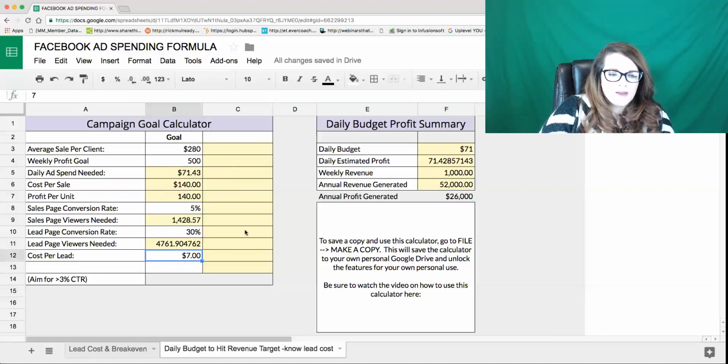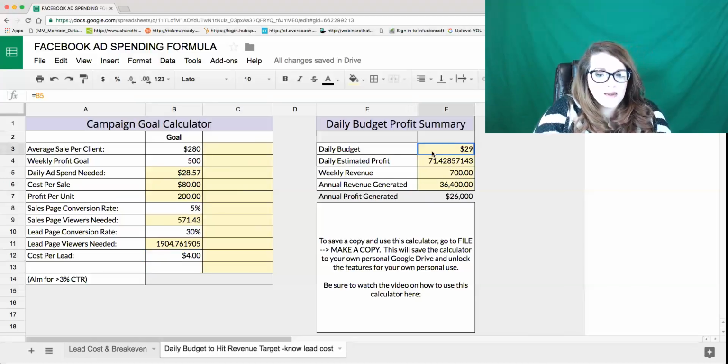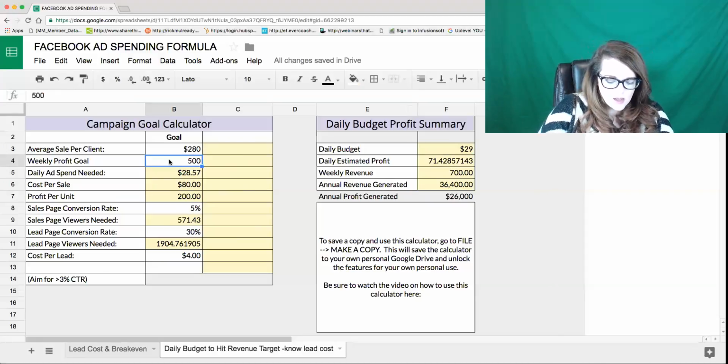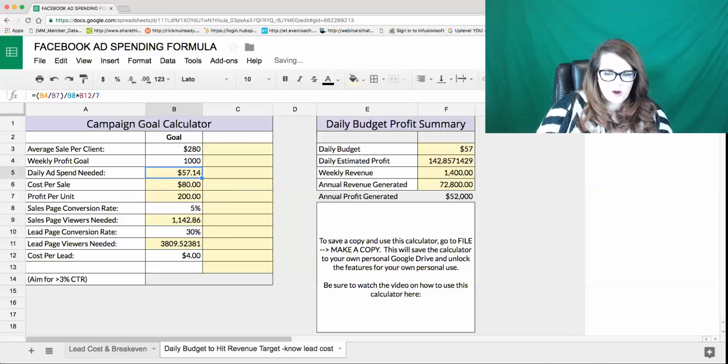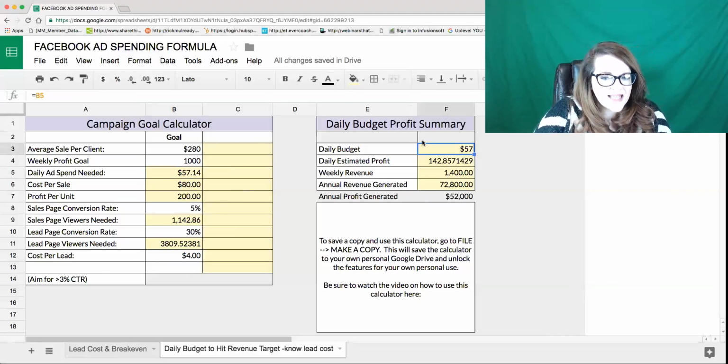Now, as I play around with that cost per lead, let's say that I optimized my campaign and I got my cost per lead down to $4. That means that I only need to spend $29 per day in order to make $500 in weekly profit. Or let's say I wanted to now bump that up to $1,000 in weekly profit. I could spend $57 per day, so still less than that 71, right? $57 per day, and I can make a weekly profit of $1,000 instead of the 500 because my cost per lead is lower. So this is going to allow you to play around with that.